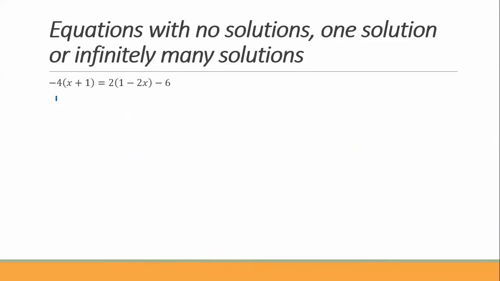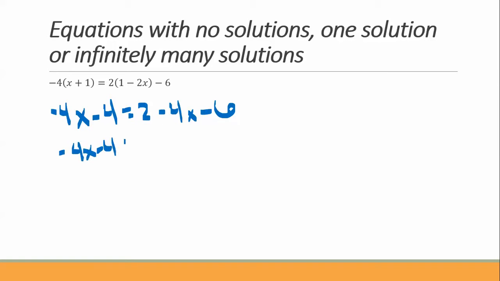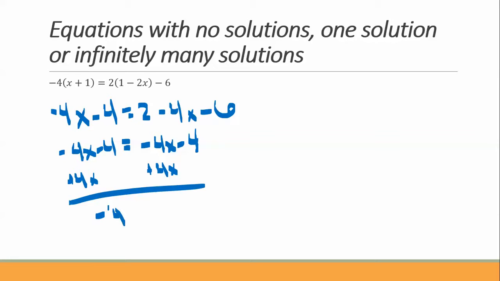Let's see what happens next. So we have negative 4x minus 4, because we distributed, equals 2 minus 4x minus 6. Combining like terms on this side, we get negative 4x minus 4, that side stayed the same, and negative 4x minus 4. If we add 4x to both sides, we have negative 4, because negative 4x plus 4x is 0, so negative 4 equals, again, negative 4x plus 4x is 0, so negative 4 equals negative 4.